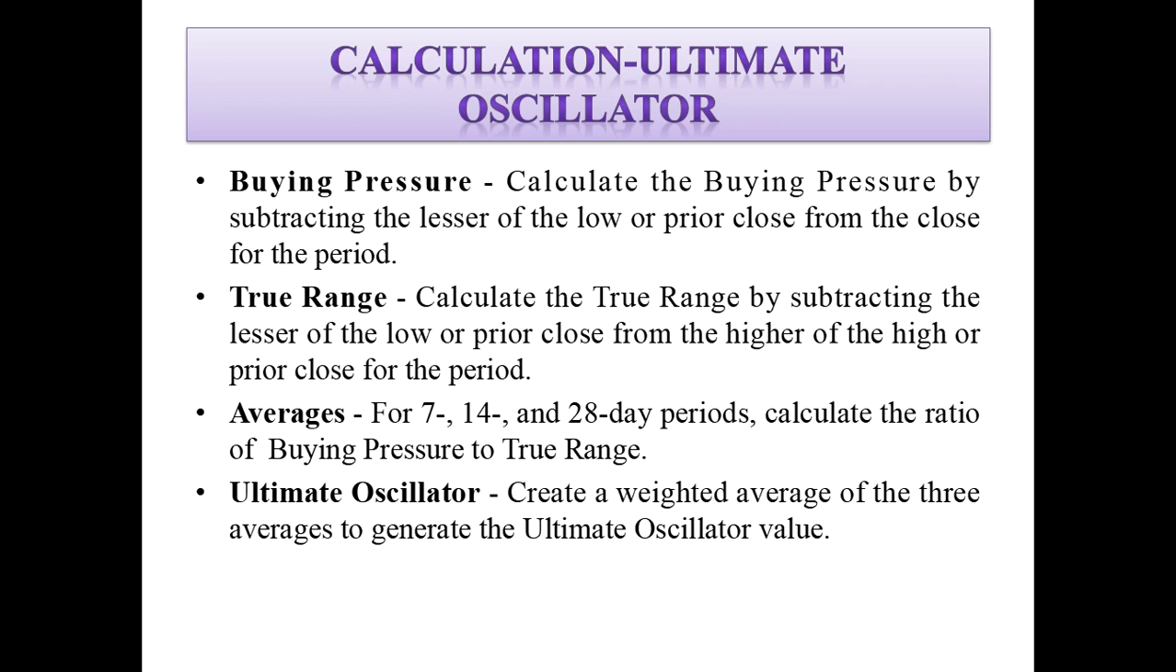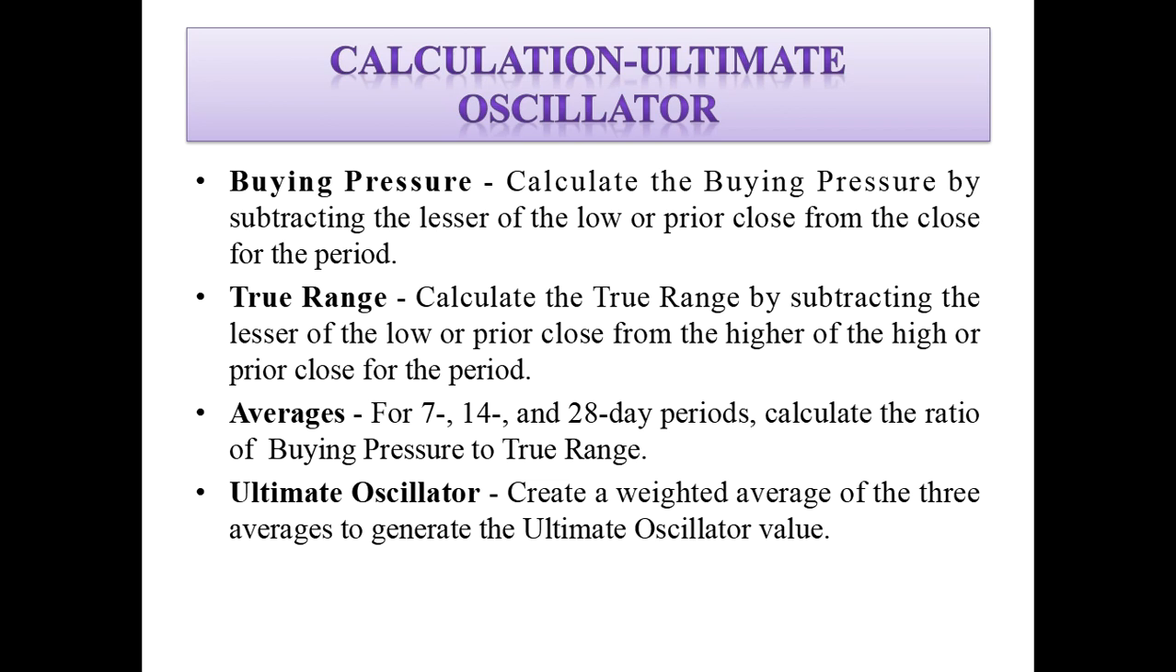So what are all the components in the calculation? The buying pressure is calculated by subtracting the lesser of the low or the prior close from the closing price for that period. Next is the true range, calculated by subtracting the lesser of the lowest price or the previous close from the greater of the highest price or the previous close for that period.